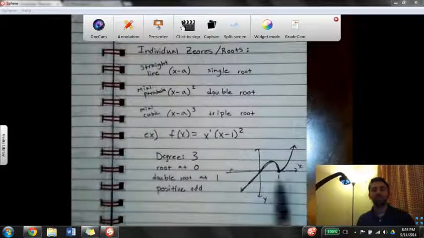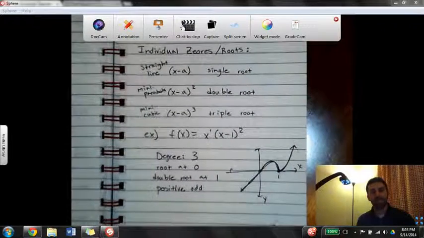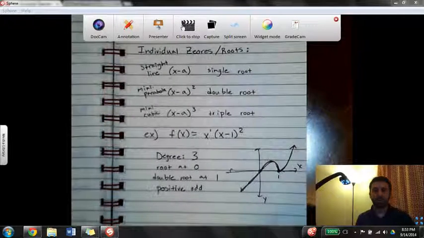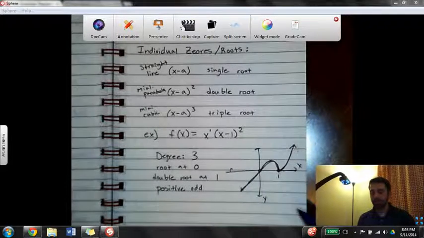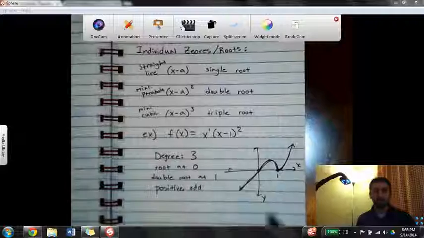It's important to know these different rules for sketching different polynomial functions because we're not going to accurately graph each type of function. We just want to see the general shape, the degree, and where our roots are in order to sketch them.